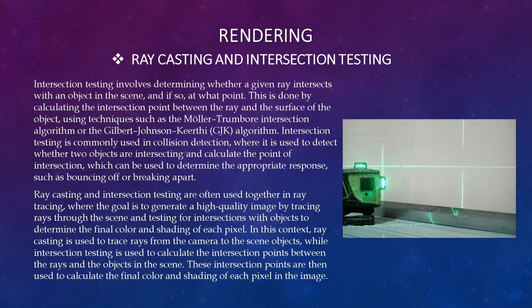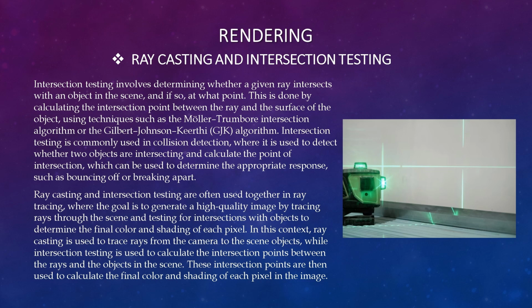Intersection testing involves determining whether a given ray intersects with an object in the scene, and if so, at what point. This is done by calculating the intersection point between the ray and the surface of the object using techniques such as the Möller-Trumbore intersection algorithm or the Gilbert-Johnson-Keerthi (GJK) algorithm. Intersection testing is commonly used in collision detection, where it is used to detect whether two objects are intersecting and calculate the point of intersection, which can be used to determine the appropriate response, such as bouncing off or breaking apart.